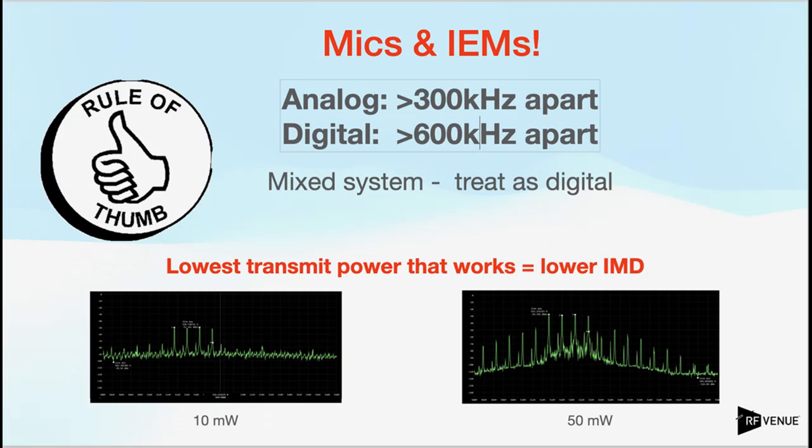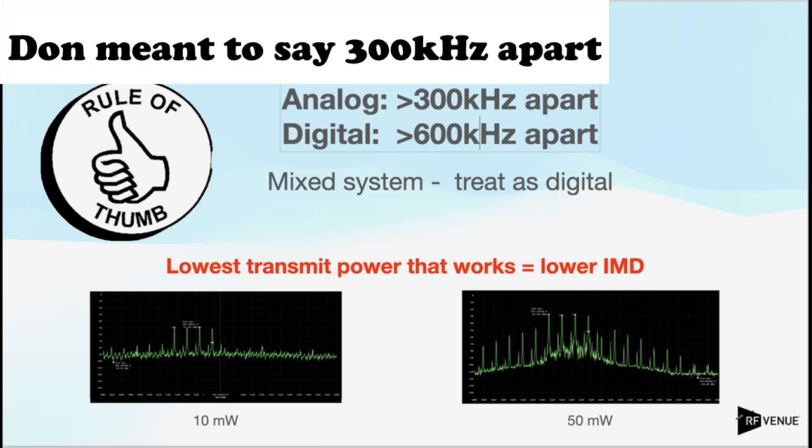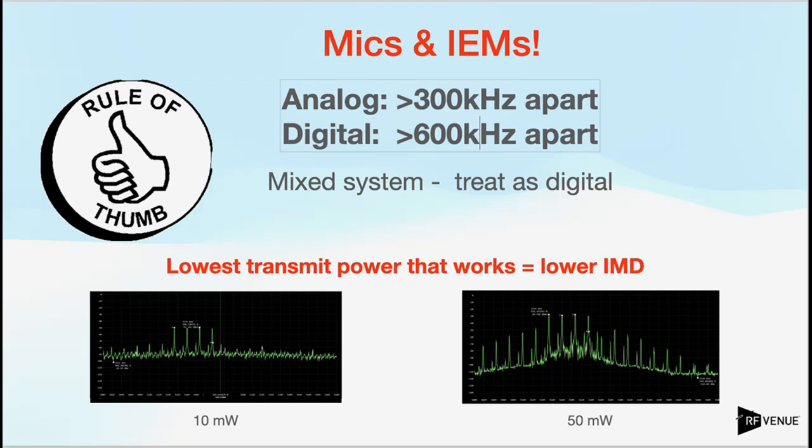So here are some rules of thumb. When you have analog wireless devices, they should be about 300 megahertz apart. They don't absolutely have to be that, but that's a good practice. You might be able to actually work with less than 200, but it's risky and it's problematic, and just don't do it. Digital, you need more space. If you have both analog and digital wireless microphones at the same time, treat them all as digital.